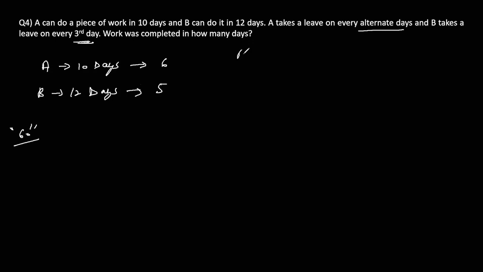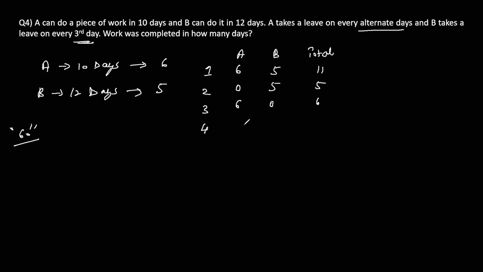Okay. So I'm talking about A, I'm talking about B, the total work done on that particular day. And let's start with day number 1. Day number 1, A will be working and B will also be working. So the total work done on day number 1 will be 11. Day number 2, A will be on leave, B will be still working. So you will get 5 units of work over there. Third day, A will come back to work, but B will not be working on that day. So you will get 6 units of work.